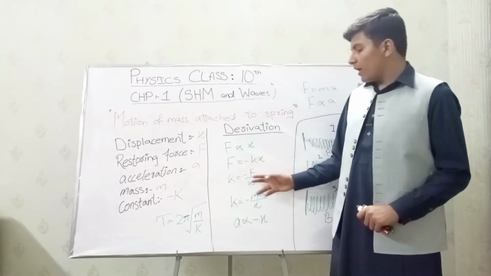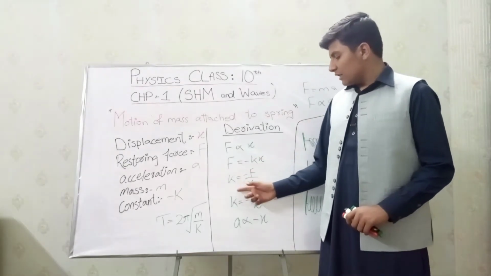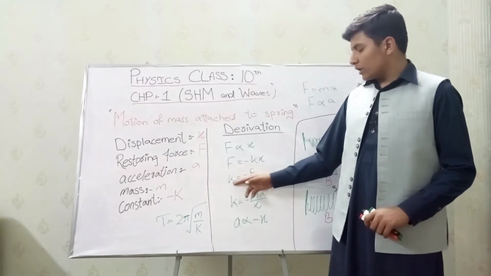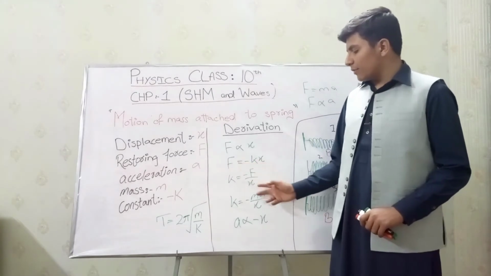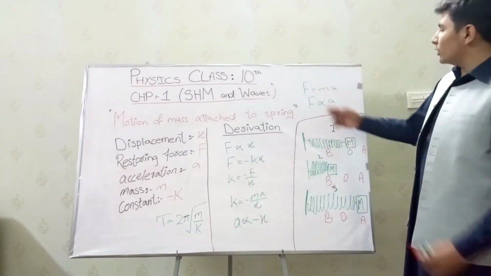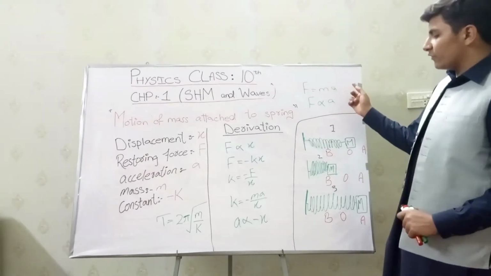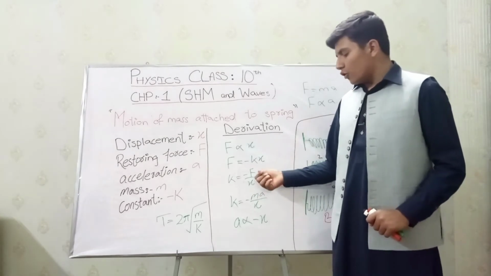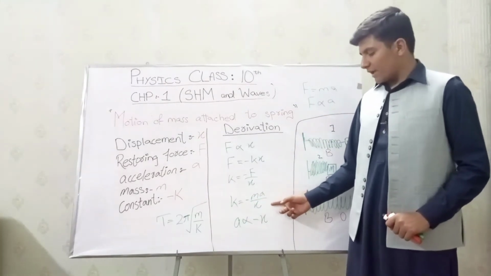Now x has been shifted to the other side; here it is multiplied, on the next side it will be divided. So k is equal to minus F upon x; the minus will remain here. I have shown you that in Newton's second law of motion we used the formula F is equal to ma, and we have derived it. So instead of force, we'll be using k is equal to minus ma upon x.